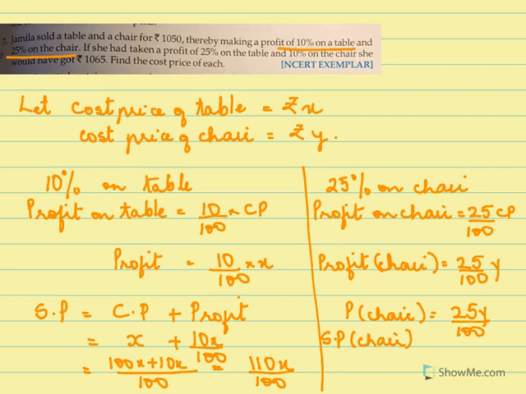Now the SP on chair will be the CP of the chair plus the profit. Now we saw the CP is Y and the profit is 25Y over 100. If you take your LCM, you get answer 125Y over 100. That is the SP or selling price of the chair.